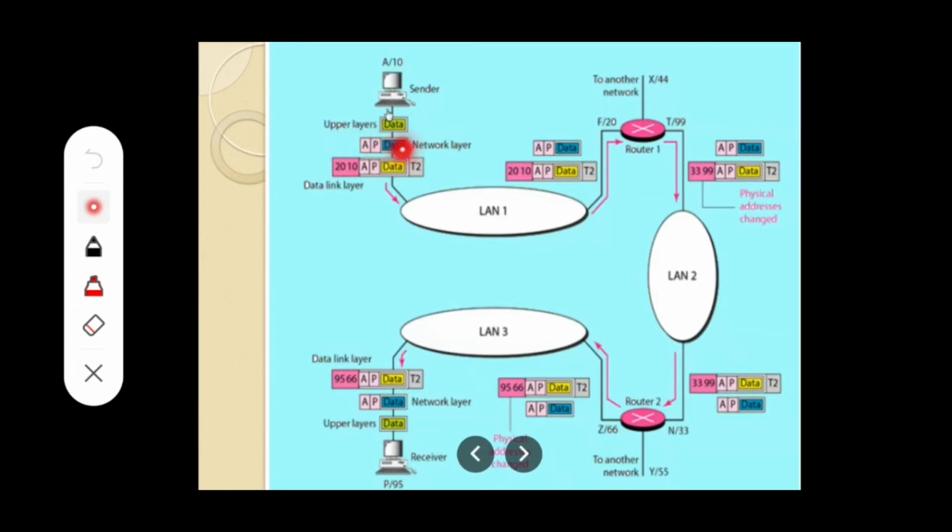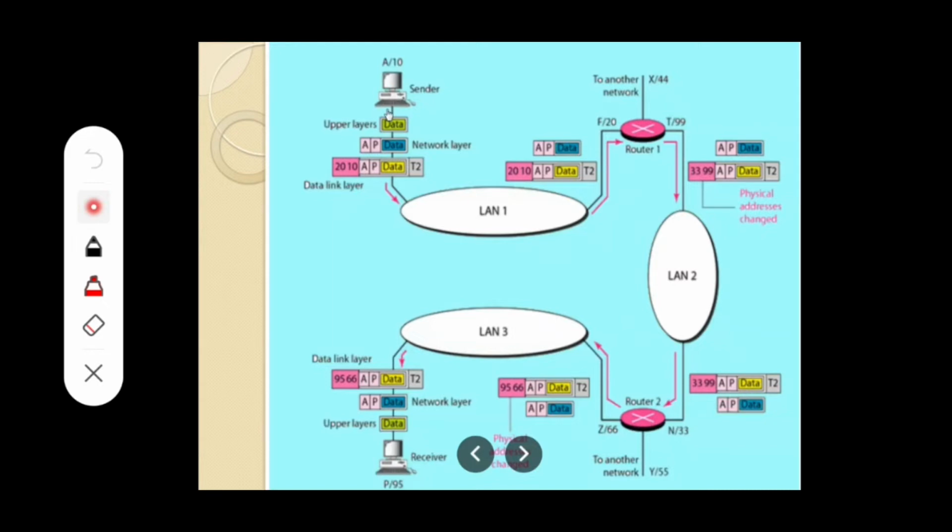This packet is then transferred to the data link layer. When it reaches the data link layer, the data link layer attaches the header and the trailer. They will again encapsulate it by attaching a header and a trailer. The header contains two pieces of information: the source MAC address and the destination MAC address. Here the source MAC address is 10. The destination MAC address is 20. But look here, the destination system's MAC address is 95, but here it is written as 20.